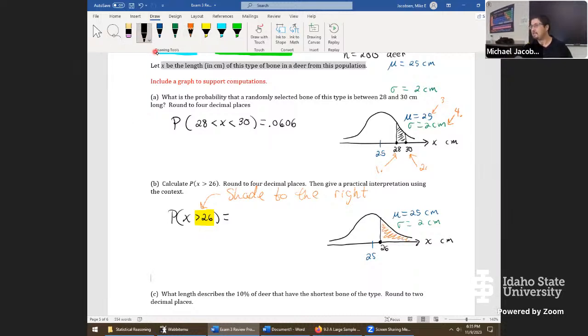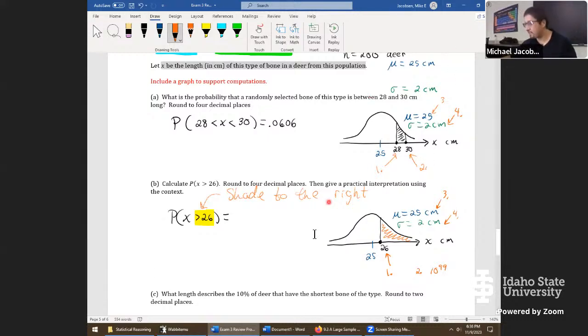There it is. And then this implies when we go to put information in the calculator, 26 is input 1. That's going to be the lower. That's where the area starts. For our upper value, input 2, we're going to use positive 10^99. And same last two inputs. Does this look all right to folks so far with that organization?